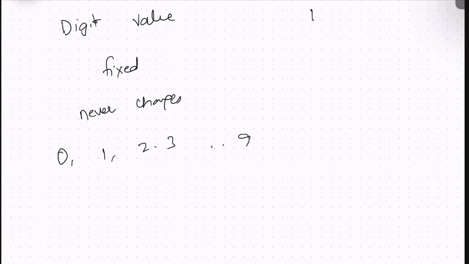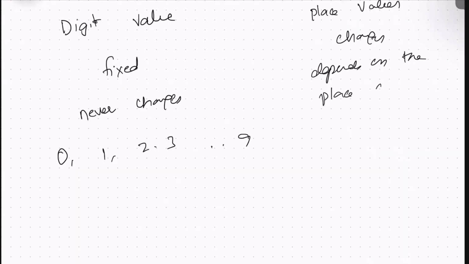When it comes to the place value, it changes, and it depends on the place of the digit inside the number. That is the second point. And the third point is it just varies, right? It's not a fixed value. So we discussed the digit values and place values.